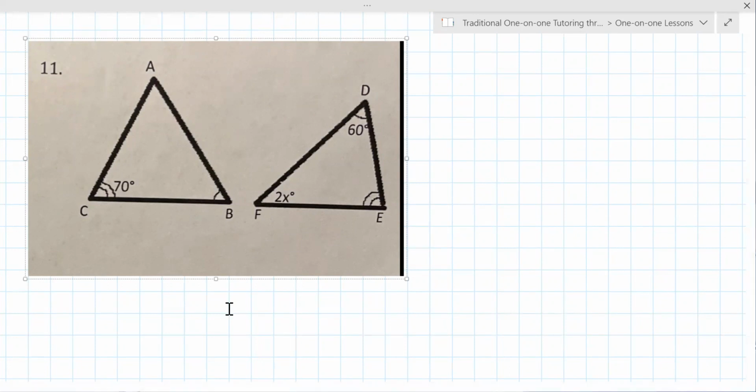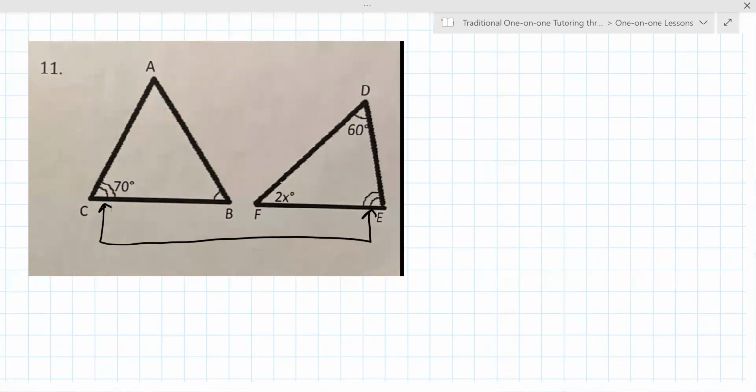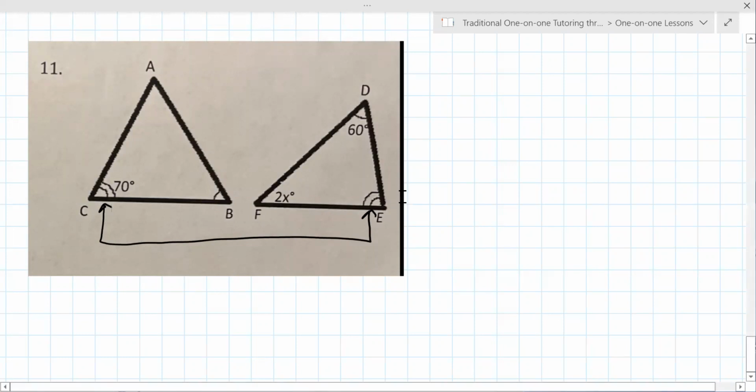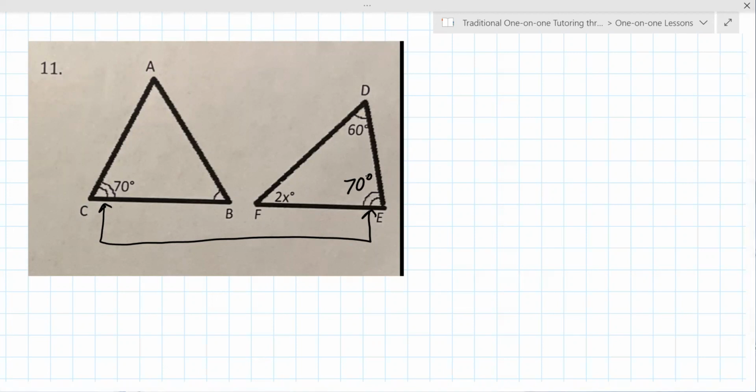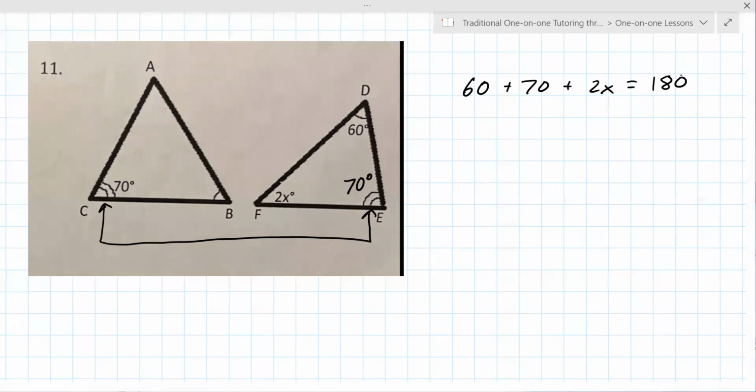Do you see that these two angles are congruent that I'm pointing to in this drawing? Yeah, because they've got the two lines. So what is the measure of angle E in that case? 70. Now, just like in the last problem, what do the three angles in a triangle add up to? 180. So that's 60 plus 70 plus 2x has to equal 180. You need to write this down, and you also need to solve it for x.